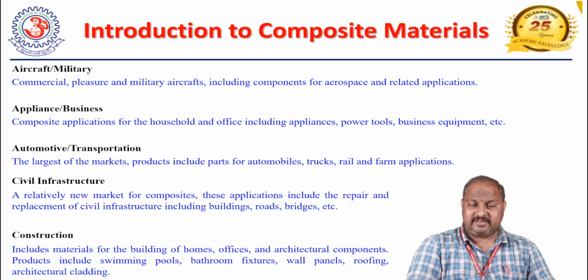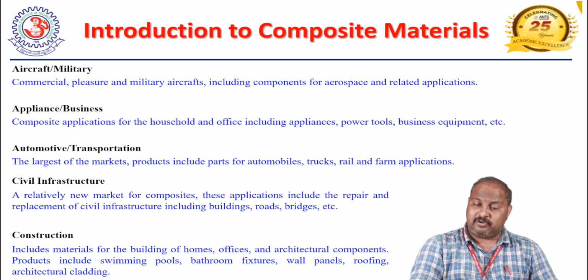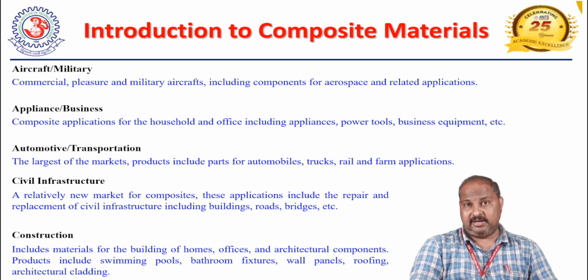Coming to the next one, appliances and business: composite applications for the household and office, including appliances, power tools, and business equipment. Then automotive, the largest of the markets. Products include parts for automobiles, trucks, rails, and farming applications like bumpers, doors, interior components of the automobiles, and alloy wheels. There are many more such components which we use as a part of automotives.